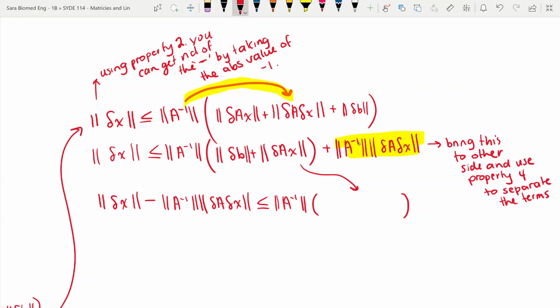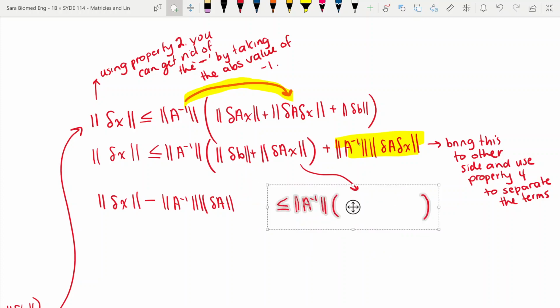And then we're going to move these things to the left-hand side. So here it is not the norm of the two anymore. It's the product of these norms from here to here. Okay?